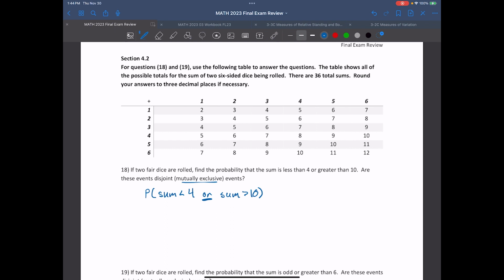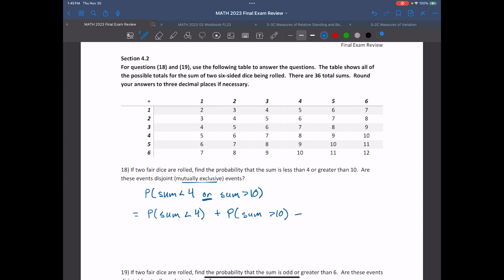So the sum is less than 4 and the sum is greater than 10. They are mutually exclusive because they can't both occur. A number can't both be less than 4 and greater than 10. If we said it was greater than 4, then these were not mutually exclusive. But since they are, we have just the probability of the sum is less than 4 plus the probability that the sum is greater than 10.